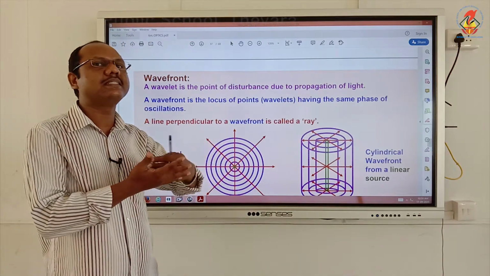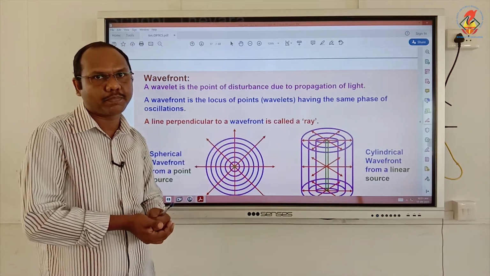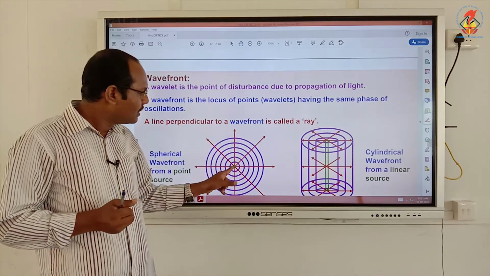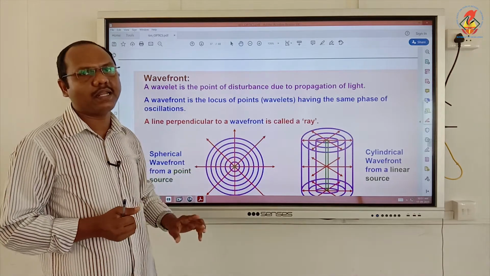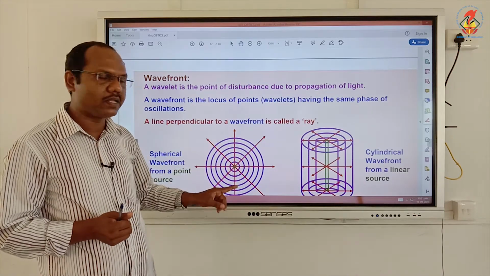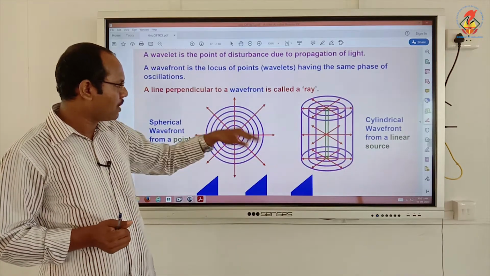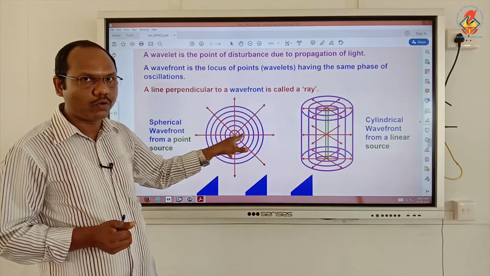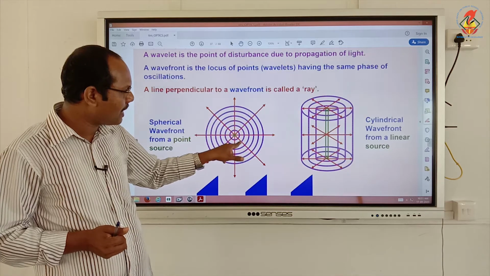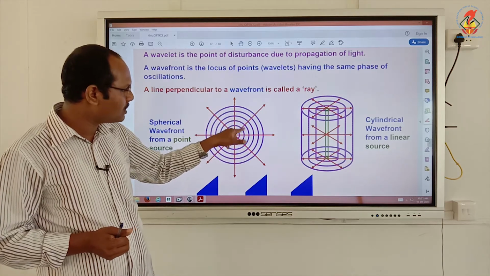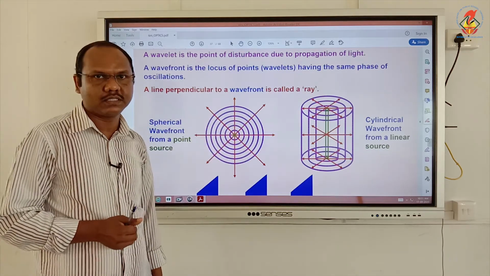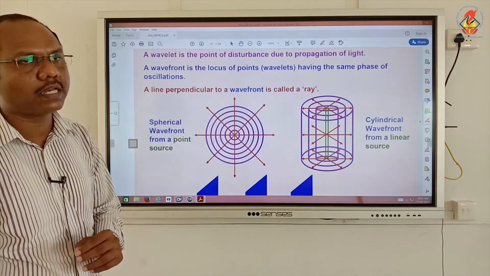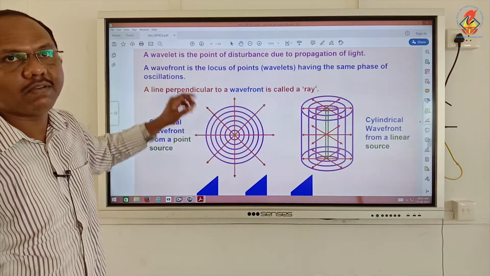Wave means it is the disturbance which is propagating. So as I told, after a time delta t, the disturbance reached one particular point, so I have put a point there. Similarly, in the other direction, it has come up to this particular point. Like that, I have drawn many points and then drawn the circle. So a point of disturbance due to the propagation of light is called a wavelet.